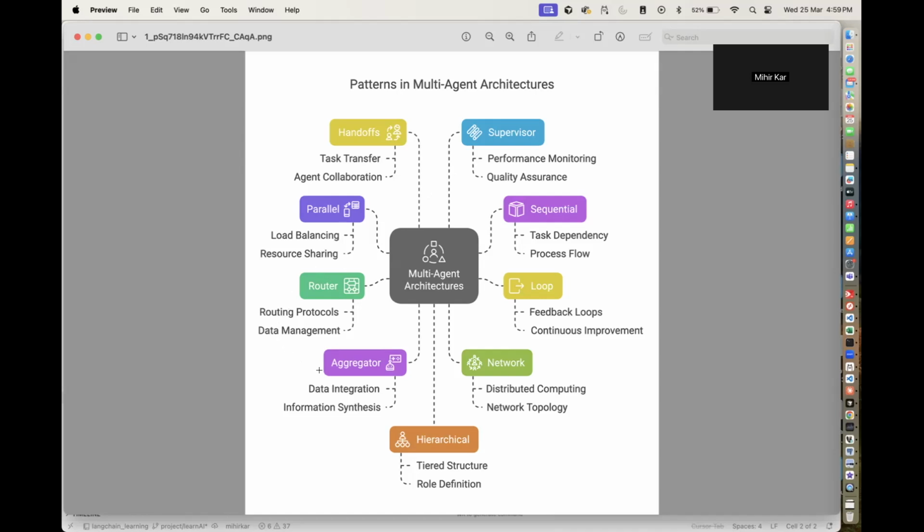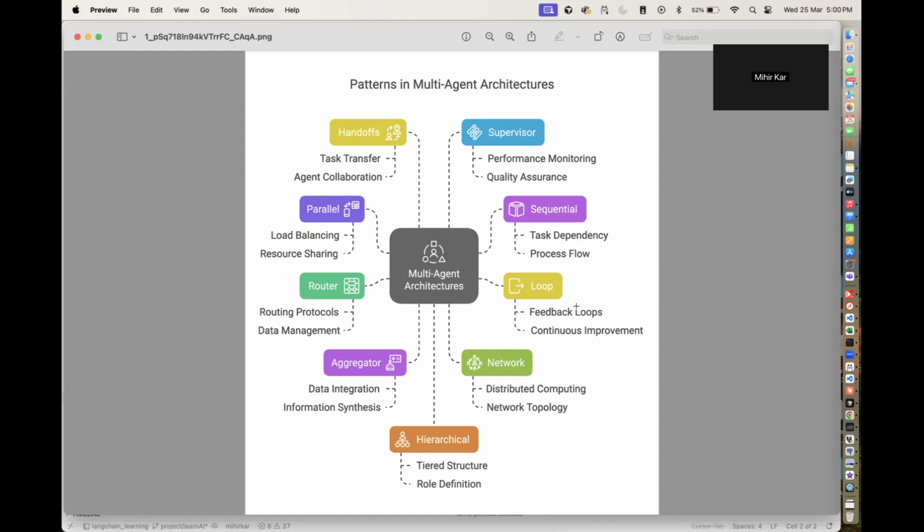And we have the aggregator pattern. An aggregator basically combines the outputs from multiple agents. One agent generates the output, then the aggregator syncs it into the final answer. For example, combine research plus analysis plus summary into a final answer. This is mainly useful for report generation tasks and decision making. And here we have a loop pattern.